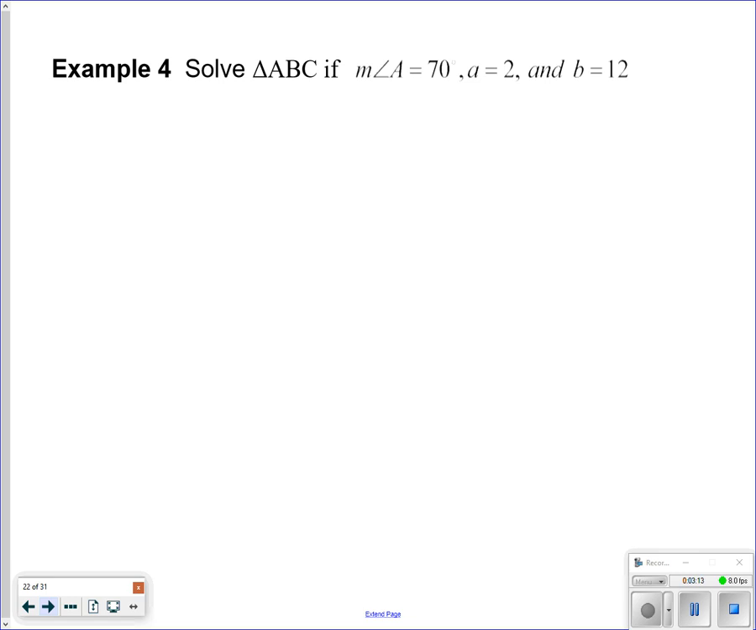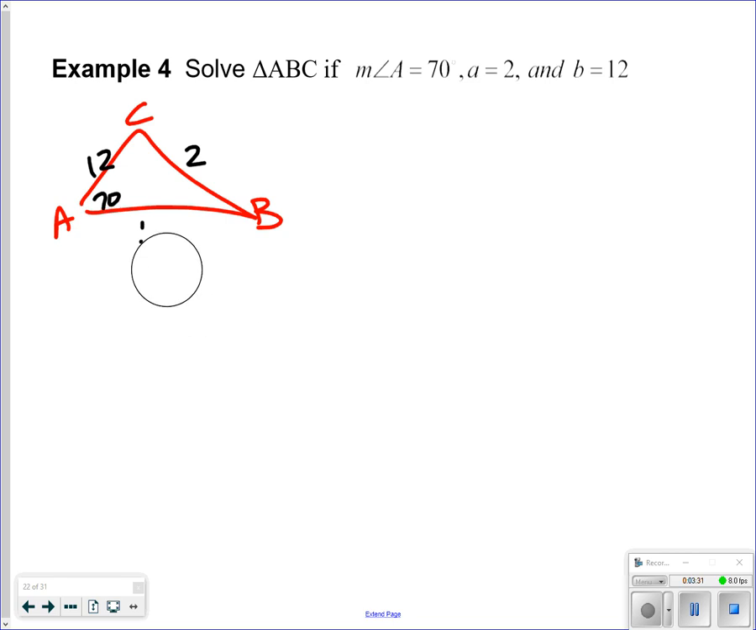This looks very similar to the first day. You are given a triangle ABC. So just make up a generic ABC, of which angle A is 70, side A is 2, so I'm not drawing to scale here, and side B is 12. So that is the scenario we talked about. Angle A is an acute angle. The side opposite is smaller than that of the adjacent, so this could be a two triangle situation.